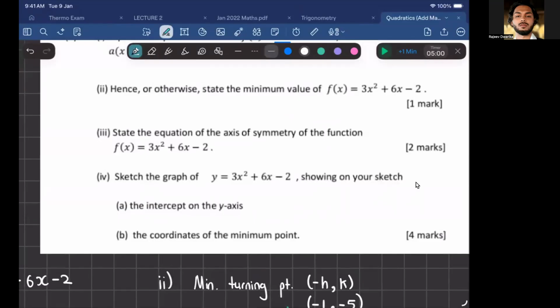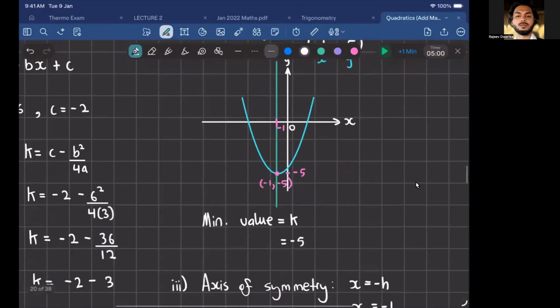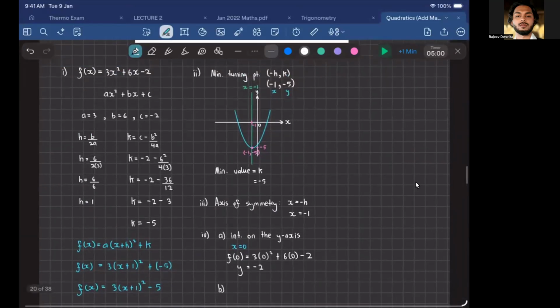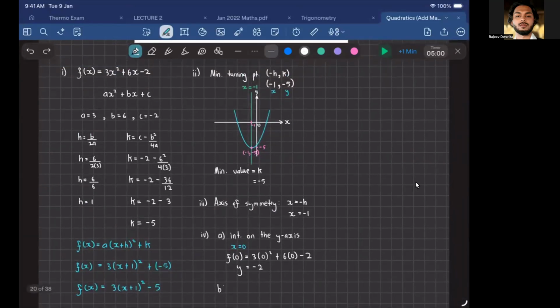All right, next part. They want us to put the coordinates at the minimum point. Did we find that already, guys? The coordinates at the minimum point. Yes, sir. What was the coordinates at the minimum point? -5. -5.